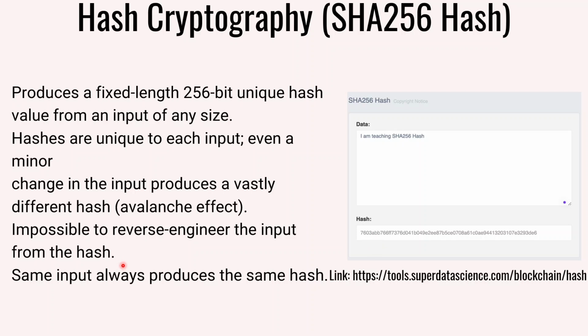Another characteristic of the SHA-256 hash is that the same input always produces the same hash. That means anytime you write this data, you will get this particular hash. But remember the avalanche effect: if you change a minor character here, you will get another hash completely different from this one. Isn't it cool?